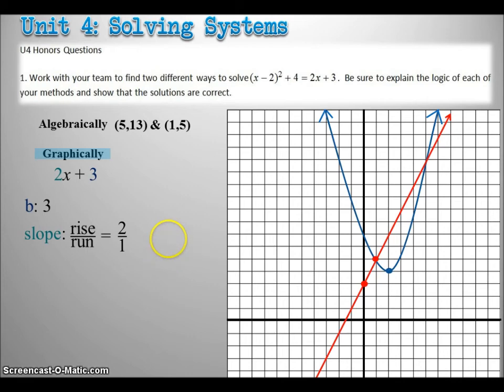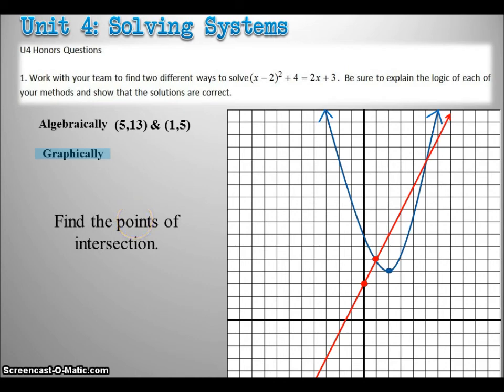So our next step is to find the points of intersection. Now we already found them algebraically up here, but now we need to use a graph to find the points of intersection. So here you can see that there are 2 points of intersection. There are 2 points where the graphs cross each other. So there's one point, and here's the other point. Now, where are these points? Let's give them names. So this point here is at 1, 5, and this point here is at 5, 13.